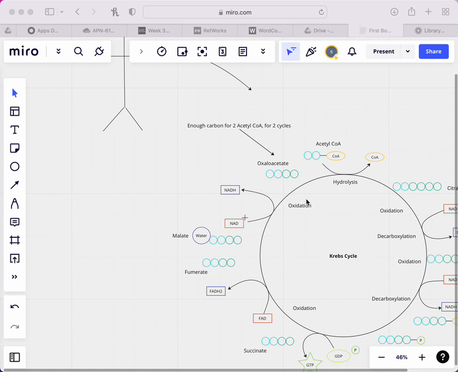have oxaloacetate. So this carbon molecule is going to form enough carbons for this to go around the cycle twice. So there's 4 of them. We can see there's 2 in the acetyl-CoA molecule. So this is enough to regenerate that cycle and take it around for the second time.